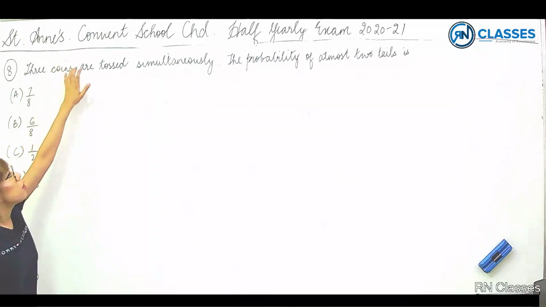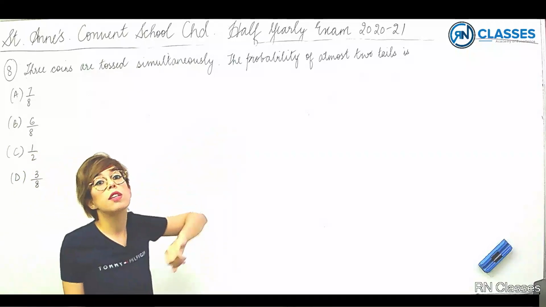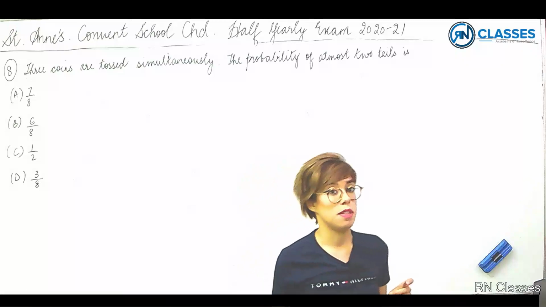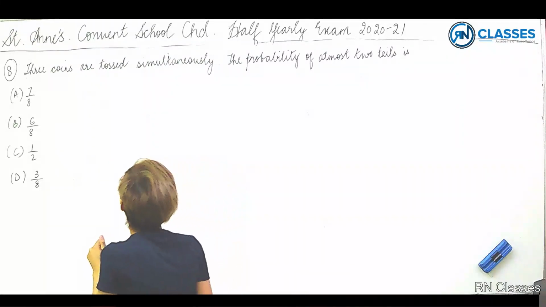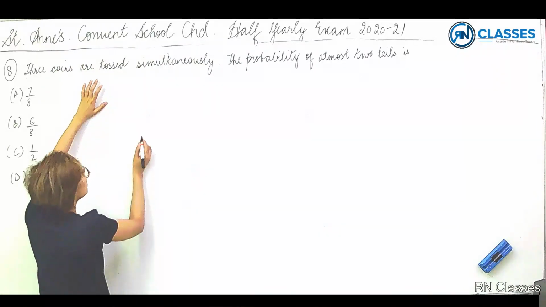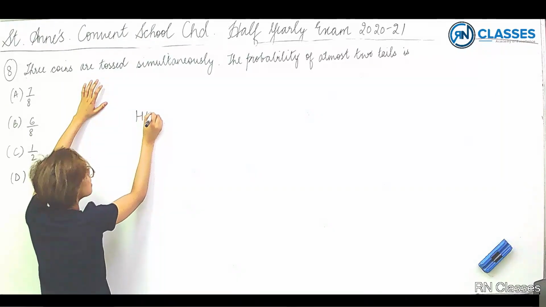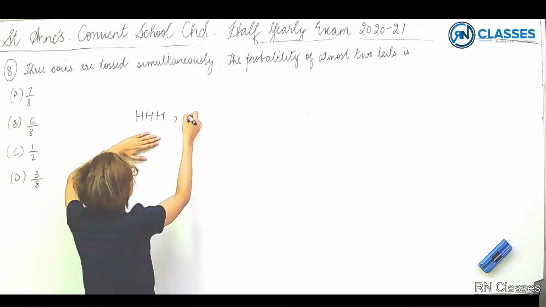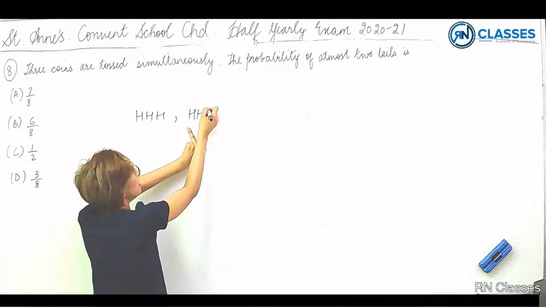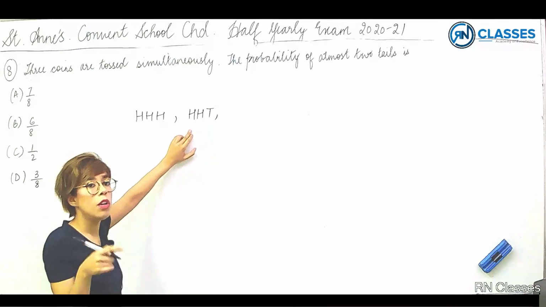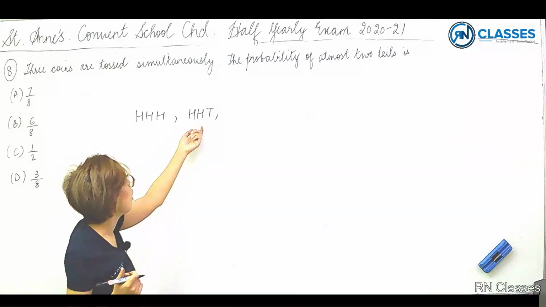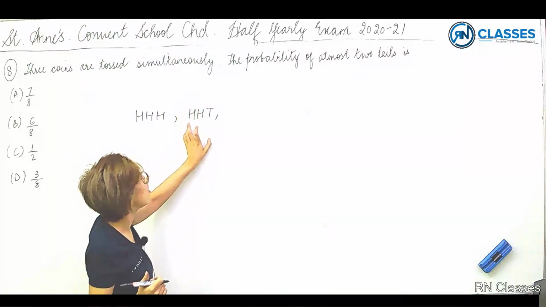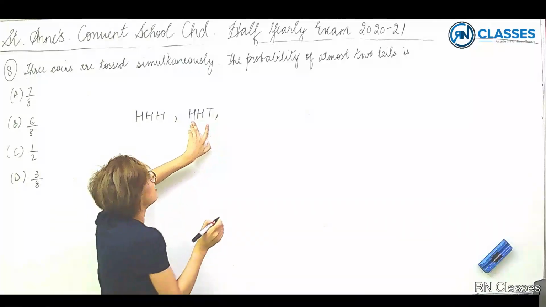He says 3 coins are tossed simultaneously. 3 coins are tossed. So that means I need to write all the possible outcomes. So let's write. It's not a big deal. So 3 coins are tossed. First case might be that all the 3 tosses yield heads. Right? Second possibility might be that the first 2 are heads and the third one is tails. And in order to write the others, what I'll do is I'll write the different arrangements of this. Right? That means I'll try to rearrange 2H and 1T. Let's see how can I do it.